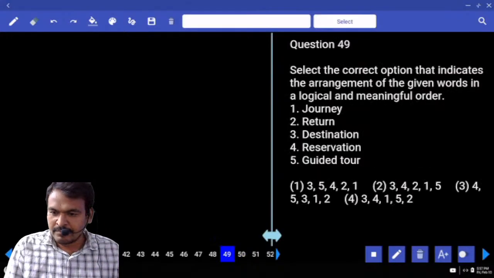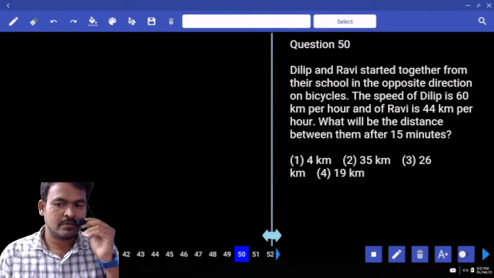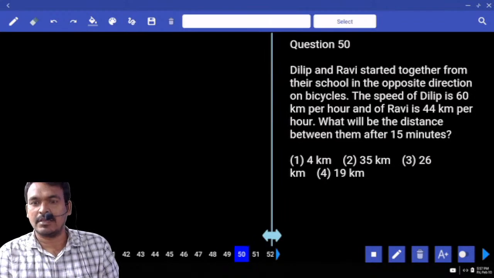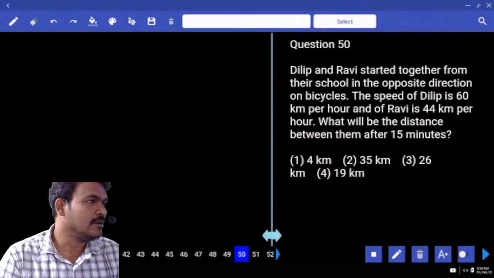Number 50. Dilip and Ravi started together from their school.